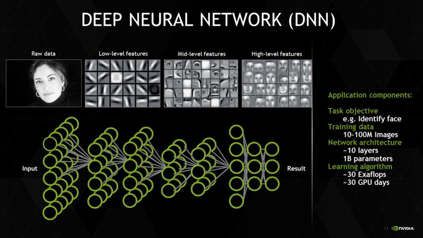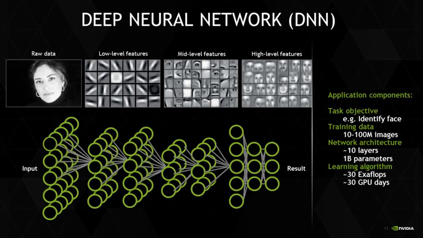So a typical network today that would be used in a cutting-edge computer vision application like object recognition in natural imagery might have 10 layers and maybe 1 billion trainable parameters. That number, 1 billion, is a function of how many neurons there are and how they're connected together. So it's a complicated function to estimate the number of parameters in a network. And we might train that network on 10 to 100 million images, maybe even more.